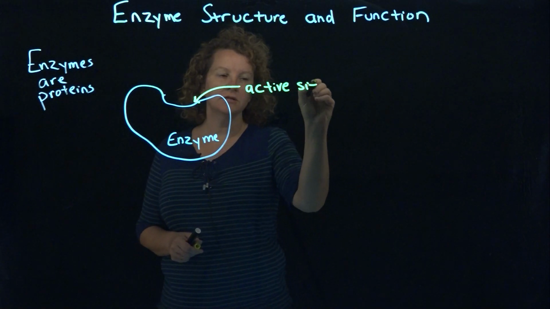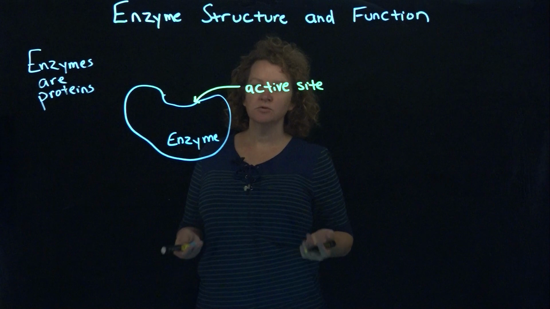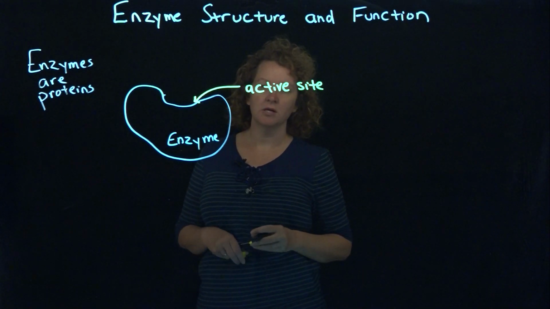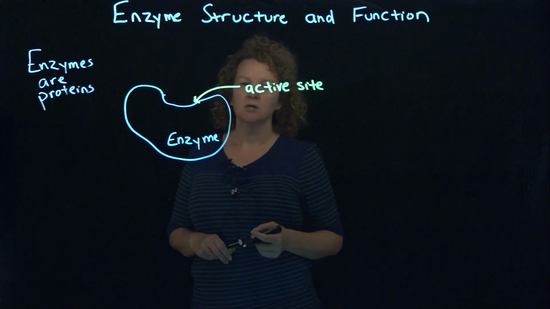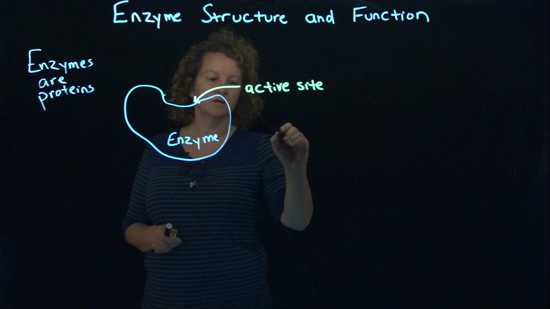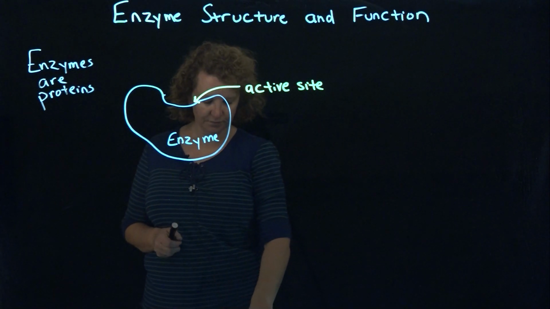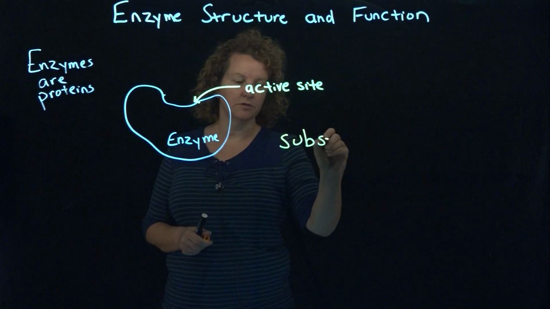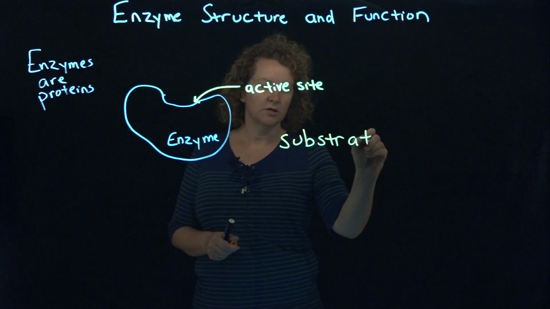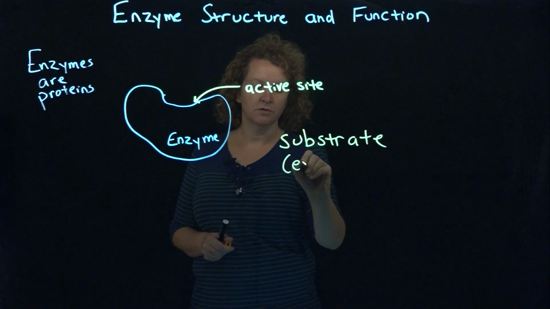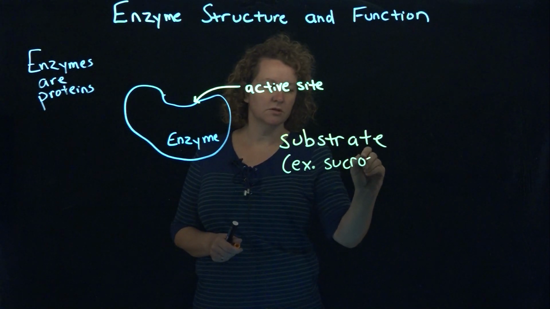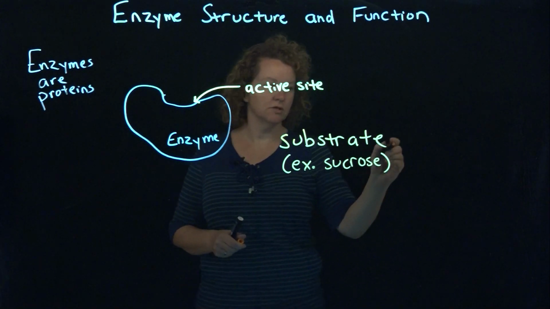And so for a substrate to bind, a substrate might be, for example, just a sugar that your body or your cells are breaking down. So when I say the fancy term substrate, I'm just referring to what's entering the reaction. So I'll put an example of sucrose. That's table sugar. So you eat something that's maybe very sugar intensive.